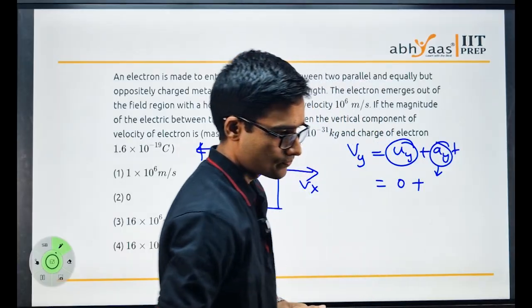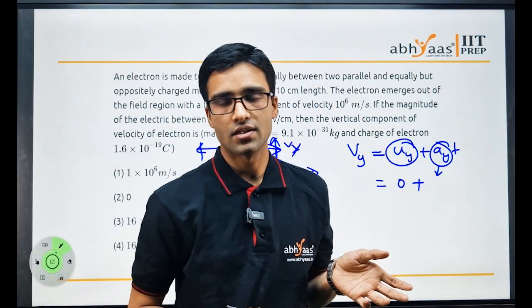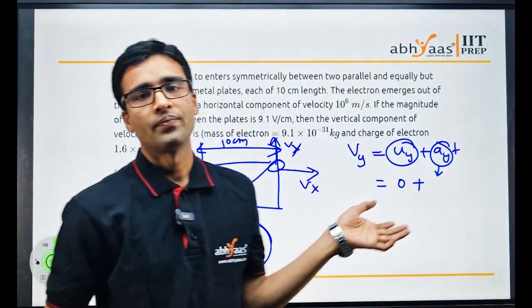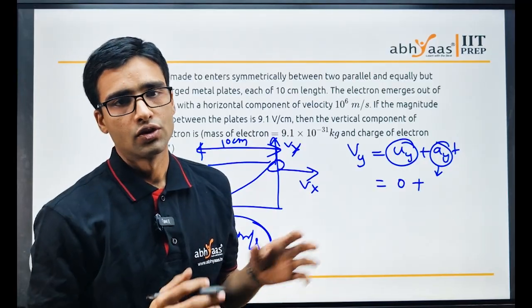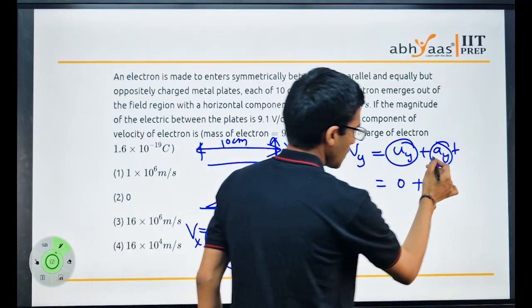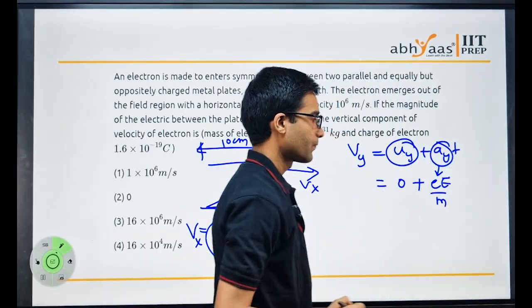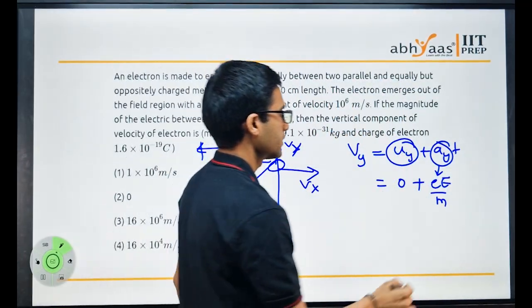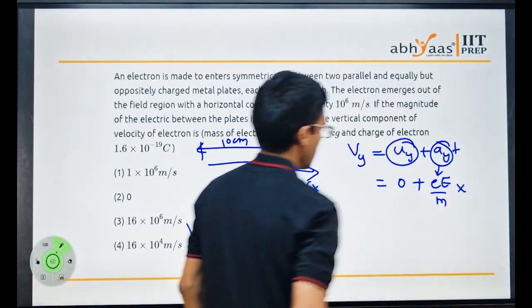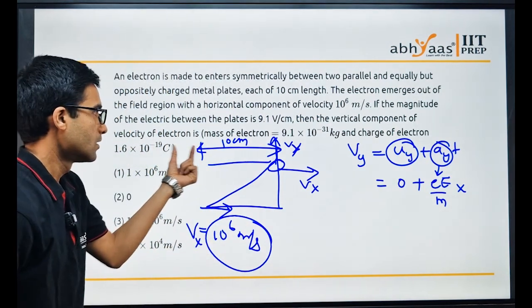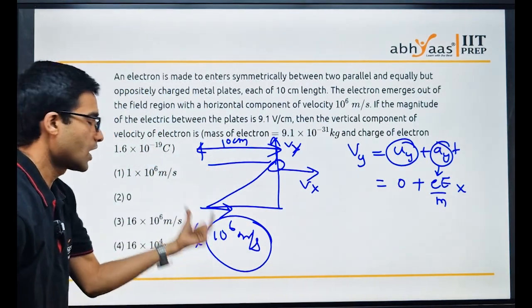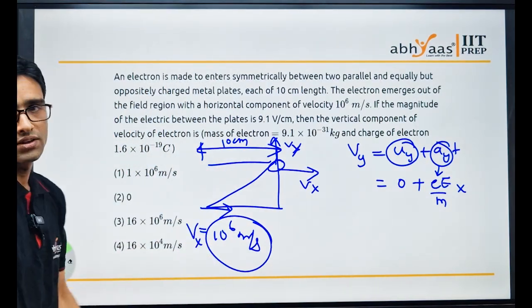The electric field intensity is given, and the charge value is also given. So force is equal to E q, and acceleration is E q by m, as you know from electrostatics. And how do you calculate the time? Here, the length is given, and the horizontal component of velocity is given.